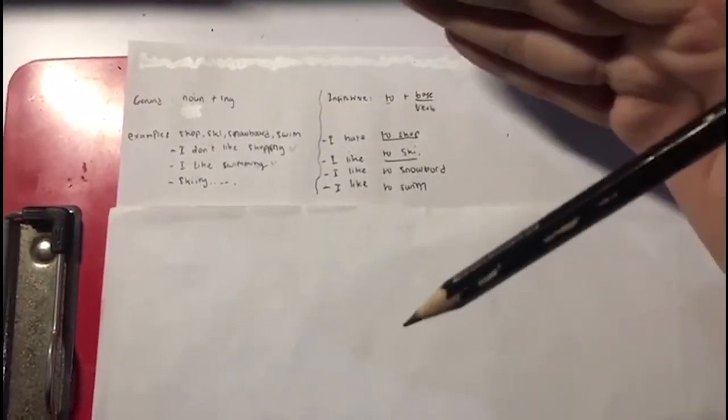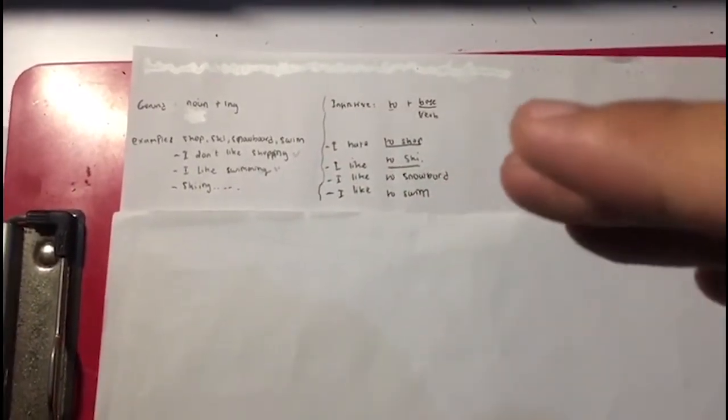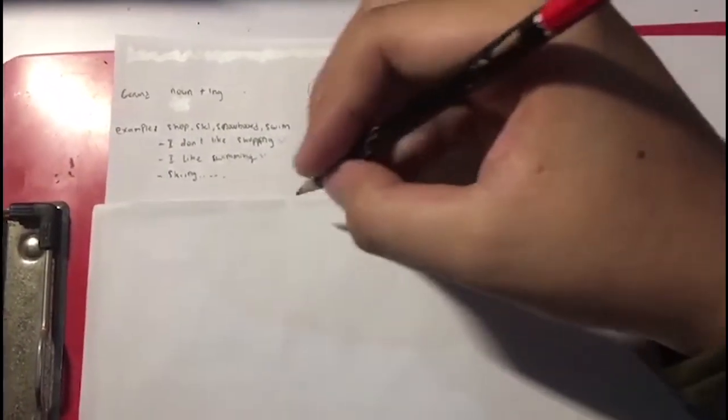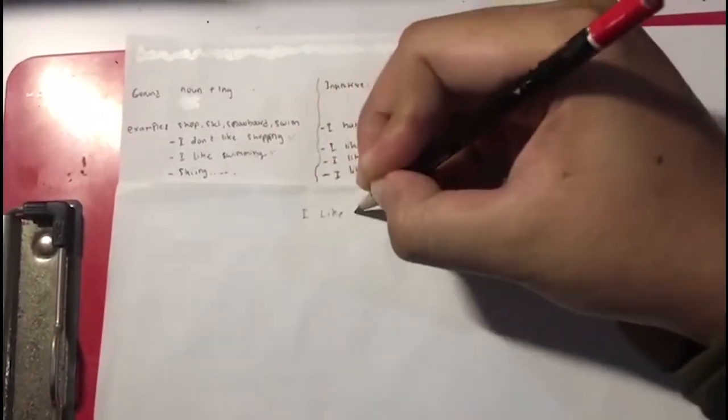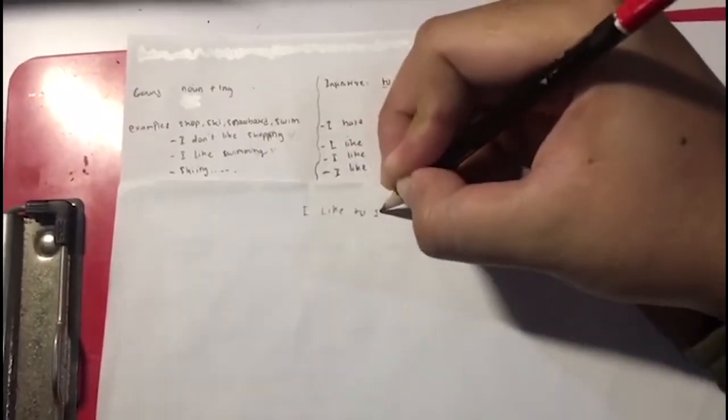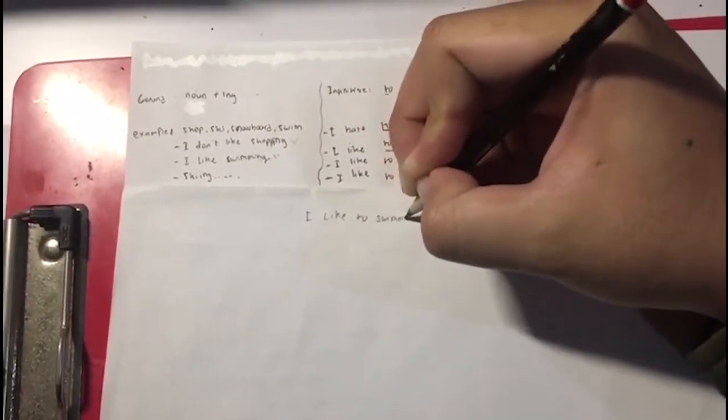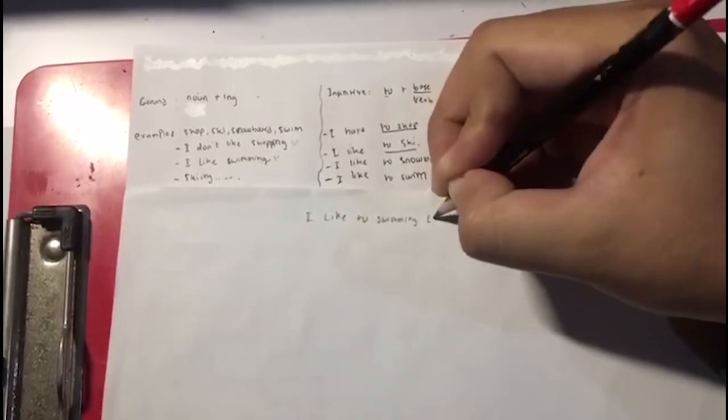In the same sentence, you can't use both gerund and infinitive. You must choose one, gerund or infinitive. With an infinitive, you cannot write like this: I like to swimming. This is wrong.